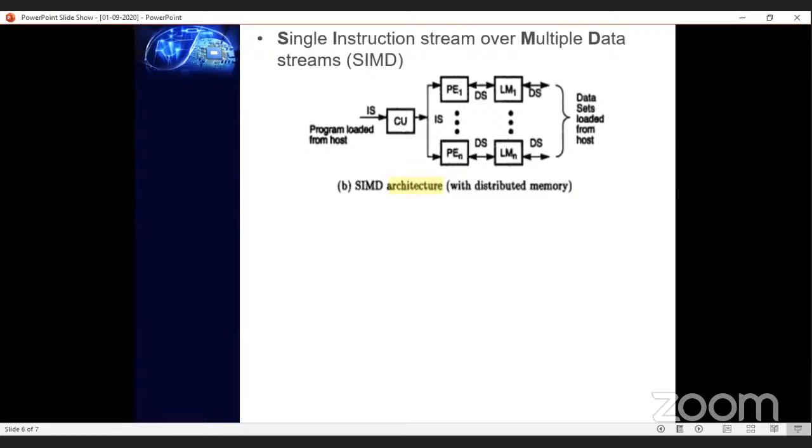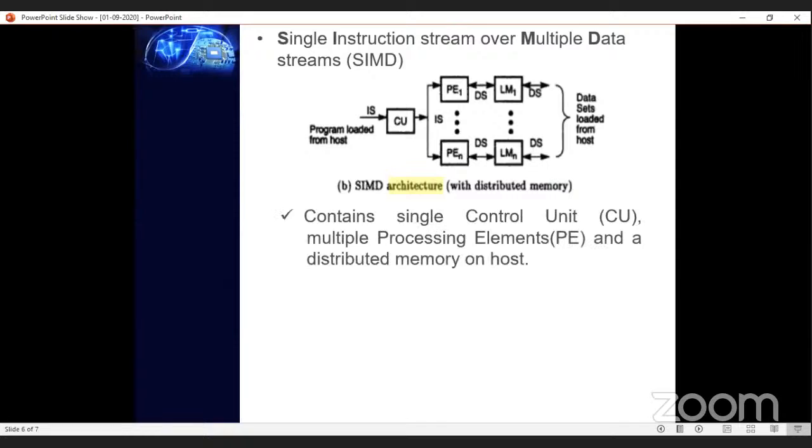What is that? This is one kind of parallel computer, SIMD. So what about the architecture of SIMD? Under the SIMD architecture, there is a single control unit.